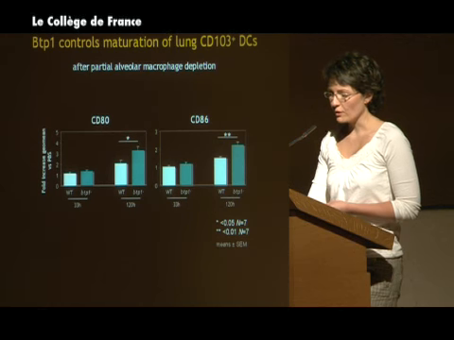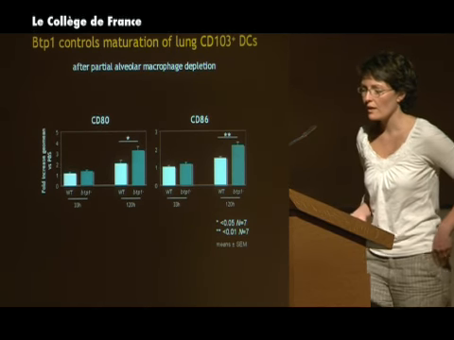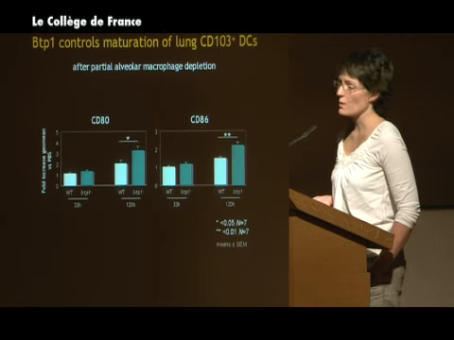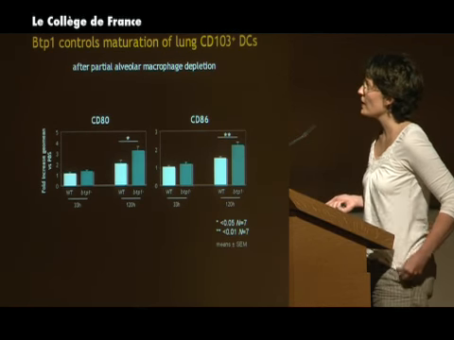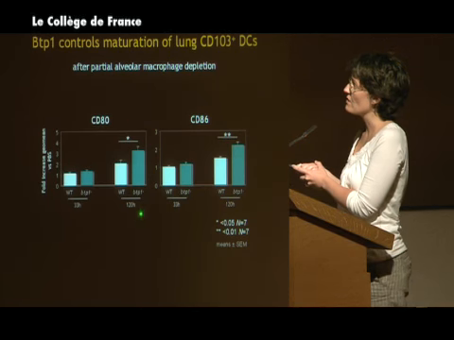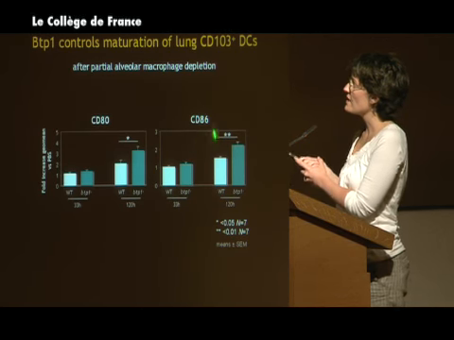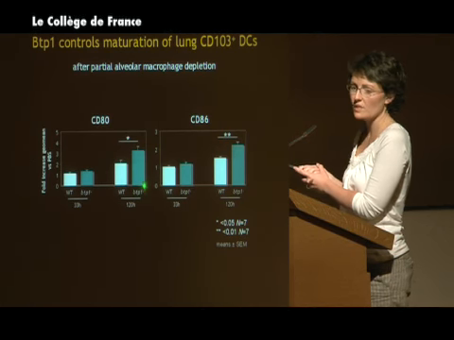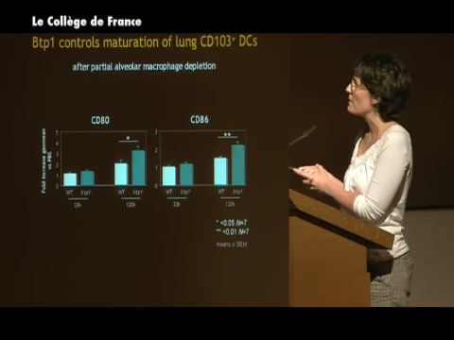And obviously what we wanted to look at was the role of BTP1 in dendritic cells. And so we went on to infect mice with the BTP1 mutant, and what we found was that specifically in subsets of dendritic cells, we could see higher levels of CD80 and CD86 being expressed in the dendritic cells obtained from mice infected with the BTP1 mutant compared to the wild type.